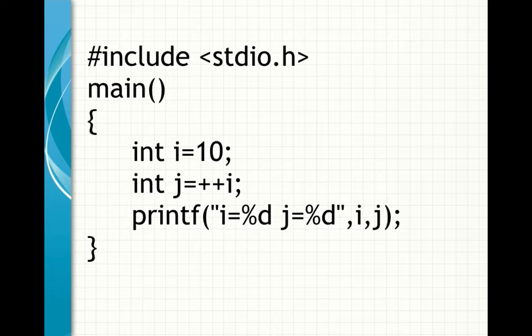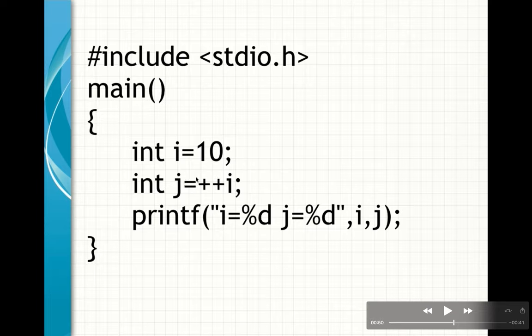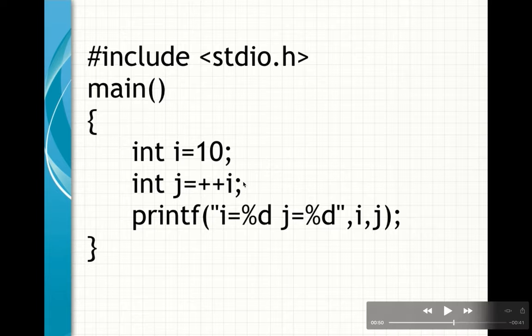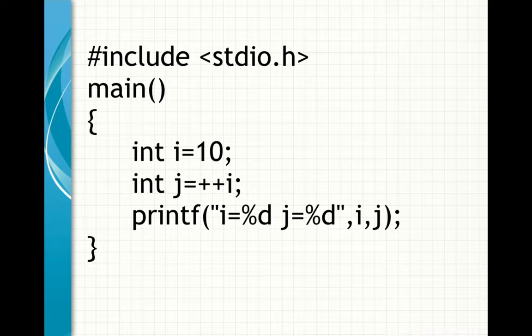That's pre-increment. In pre-increment, first the increment happens followed by the assignment. In post-increment, first the assignment happens followed by the increment, right? So what happens? First i gets incremented to 11 and that 11 gets assigned to j. This is very similar to i = i + 1, j = i. So what do you expect to be printed? 11 and 11. So both i and j will become 11.